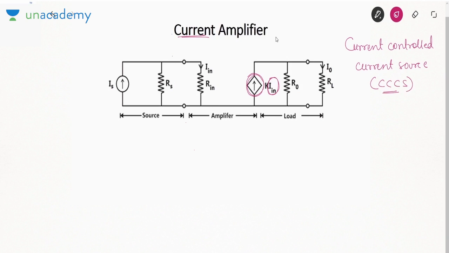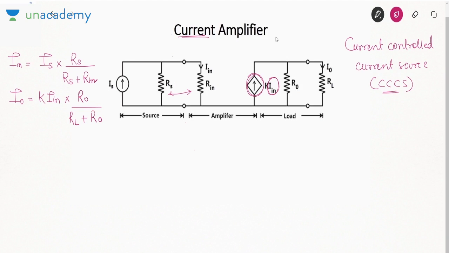Now in this also we will apply the same analysis, but instead of voltage division, since the resistances are in parallel, I will apply current division. So what should be the value of In? In will be Is into Rs over Rs plus Rn. What about I0? Apply current division at the output side: Kin into R0 over RL plus R0.